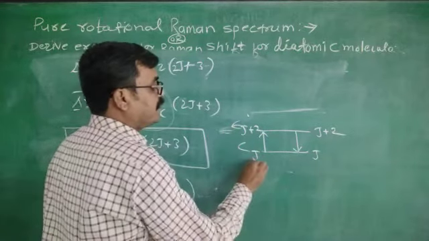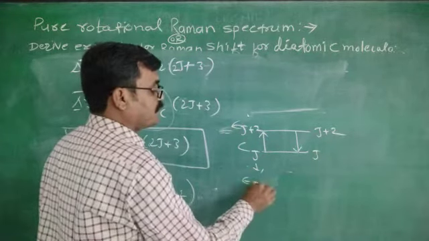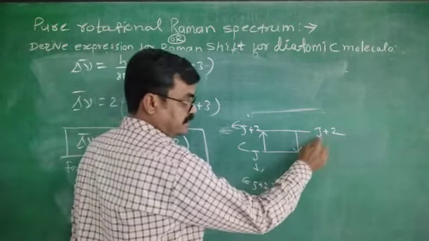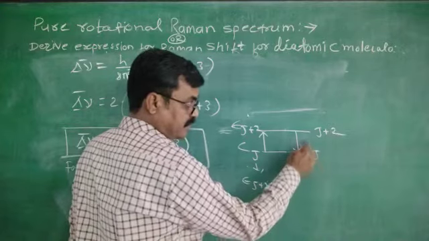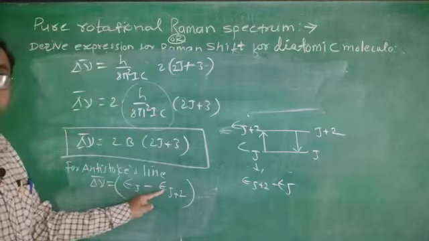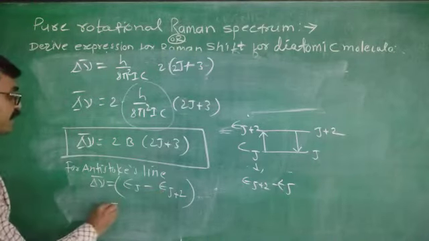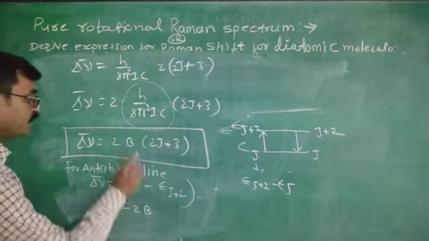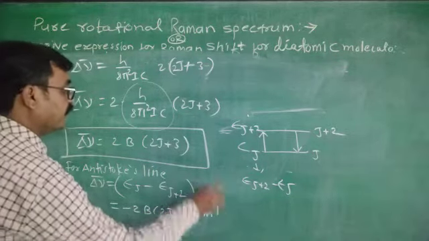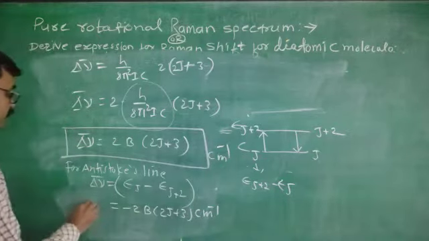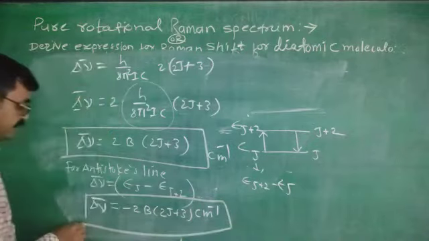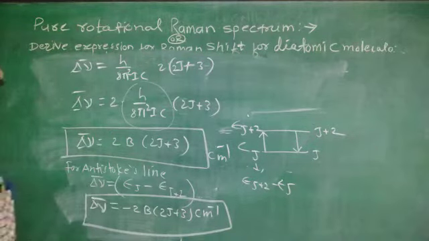That's why here in Stokes lines you have taken epsilon j plus 2 minus epsilon j, but here this is lower and this is upper, because transition takes place from upper to lower. That's why epsilon j minus epsilon j plus 2, and if we calculate, it will be the same, only the sign differs, so many centimeter inverse. In this way, this is the Raman shift for anti-Stokes lines in the Raman spectra.